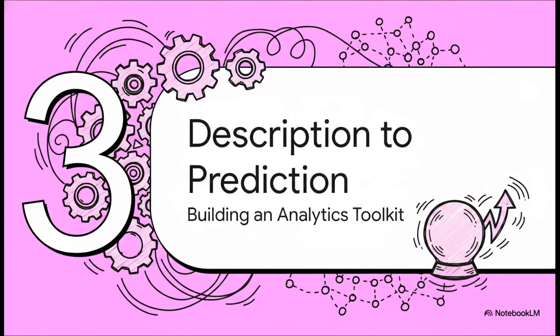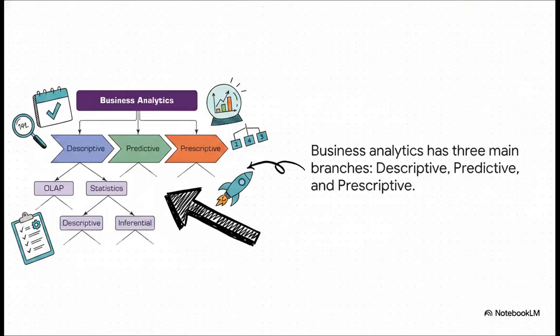All right, our data is clean, it's organized, and now we can finally get to the fun part, building our analytical toolkit. This is where we stop just looking at what happened in the past and start using data to find hidden patterns and maybe even predict the future. You know, business analytics usually gets broken down into three main buckets. Descriptive analytics tells you what happened, predictive analytics tries to forecast what will happen, and prescriptive analytics actually recommends what you should do about it. For our problem, we're really focused on that leap from descriptive to predictive.